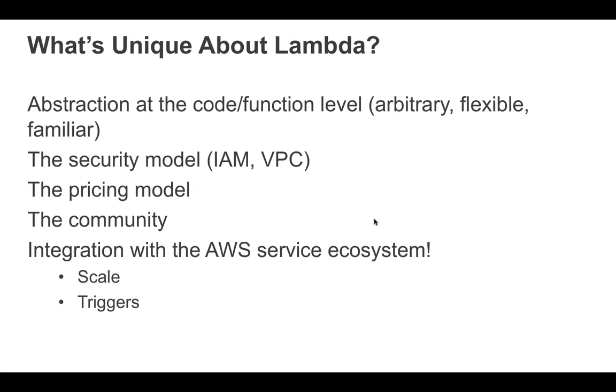So what's unique about Lambda? Abstraction at the code function level. It's arbitrary, flexible, and familiar. In other words, you're writing code like you've always written it, whether it's Node.js, Java, or Python.